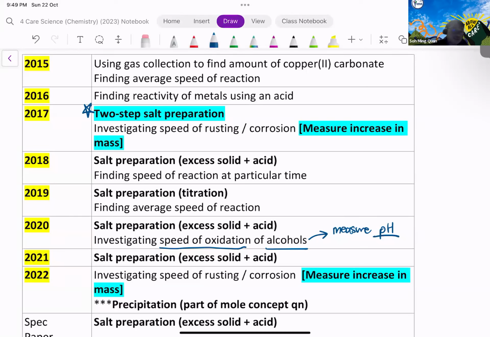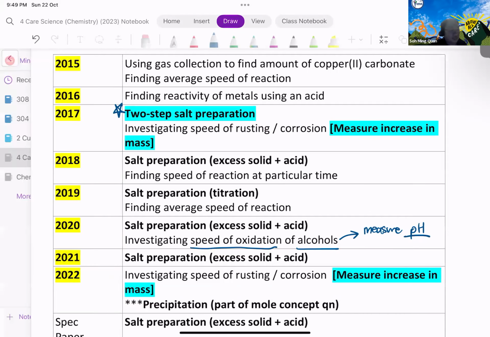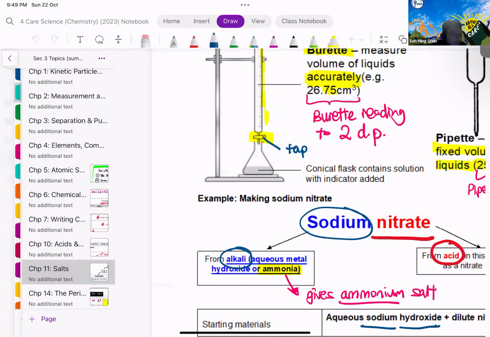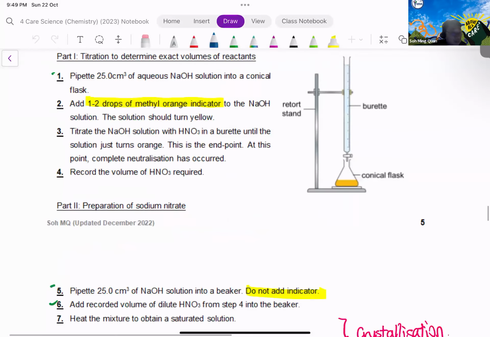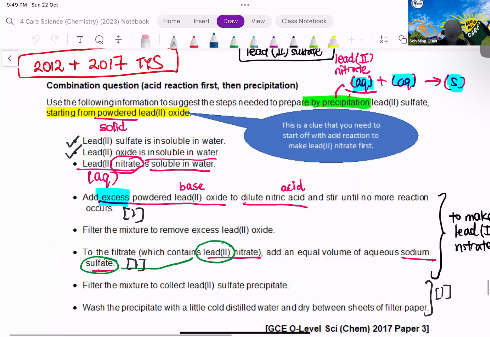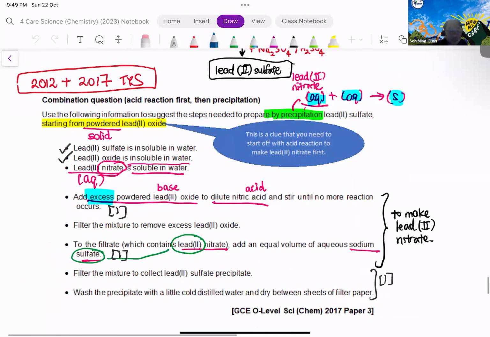So if you are still lost as to what the 2-step salt preparation is like, please refer to my Sec 3 notes under salt prep. Right at the end, I've given you the answer, in fact. How would you do a two-step combination salt prep? So please ensure you study all the notes thoroughly before Wednesday's exam.